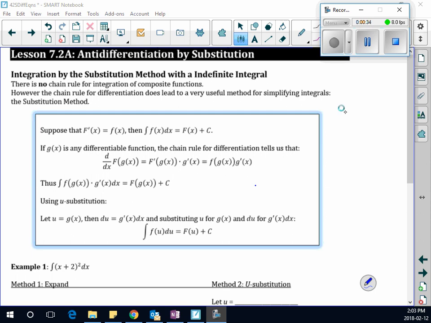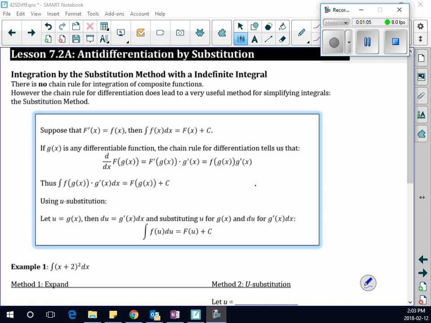However, the chain rule in differentiation leads to a very useful method for simplifying integrals. So they're saying if the derivative is equal to f of x and the integral of f of x is this, which is a standard notation, they're saying if you have a function within a function, remember from grade 12, this is like function composition, right? F of g of x.